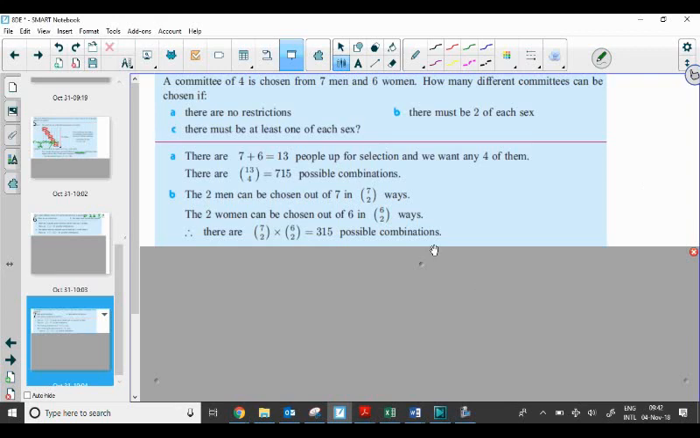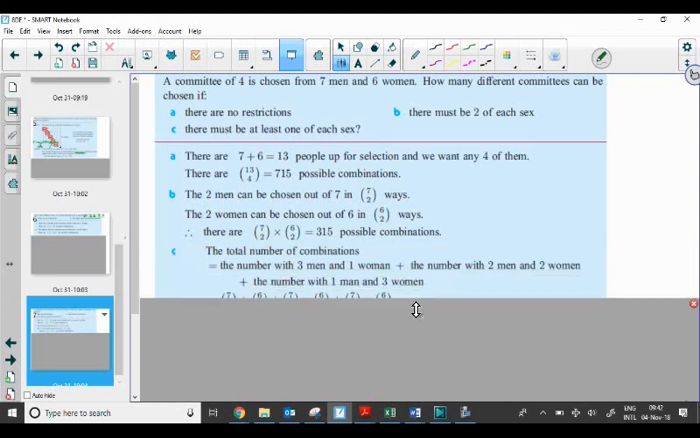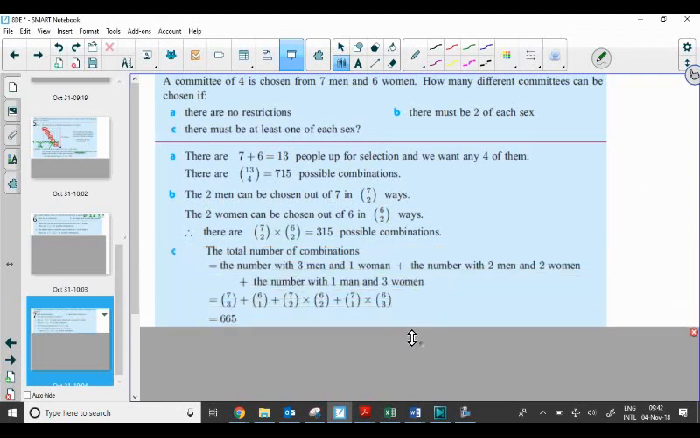So to do that, we're just going to take a whole bunch of combinations, multiply them together where appropriate, and add together where appropriate. There is a typo here, by the way. This should be a times. Thank you very much, textbook. So this is 3 men and 1 woman plus 2 and 2 plus 1 man and 3 women. Add those 3 together, we get 665. Awesome.